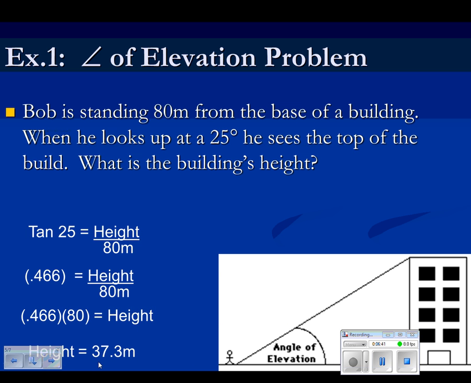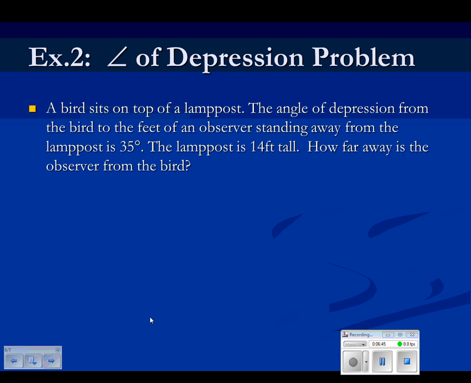The height equals 37.3 meters. Another one. A bird sits on the top of a lamp post. The angle of separation from the bird to the feet of an observer standing away from the lamp post is 35 degrees. The lamp post is 14 feet tall. How far away is the observer from the bird?